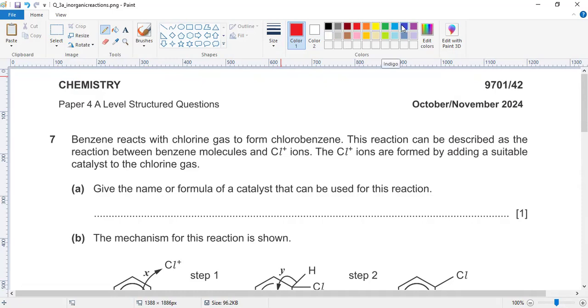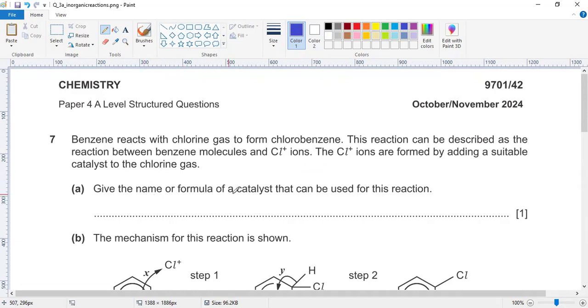This is question number 7, paper 42, October-November 2024, CIE 9701. The question is that benzene reacts with chlorine gas to form chlorobenzene. This reaction can be described as the reaction between a benzene molecule and chloronium ion. The chloronium ion is formed by adding a suitable catalyst to the chlorine gas.